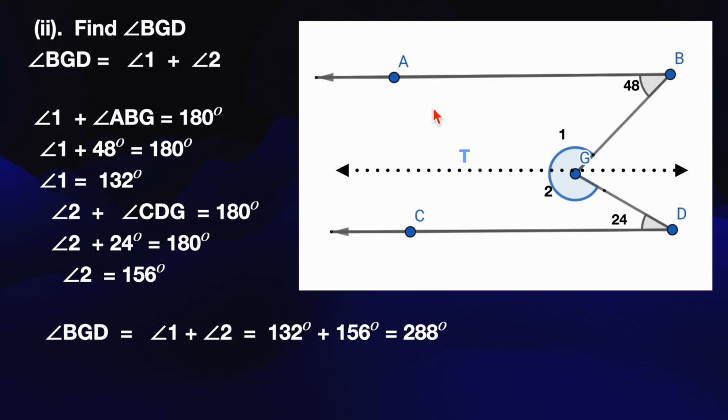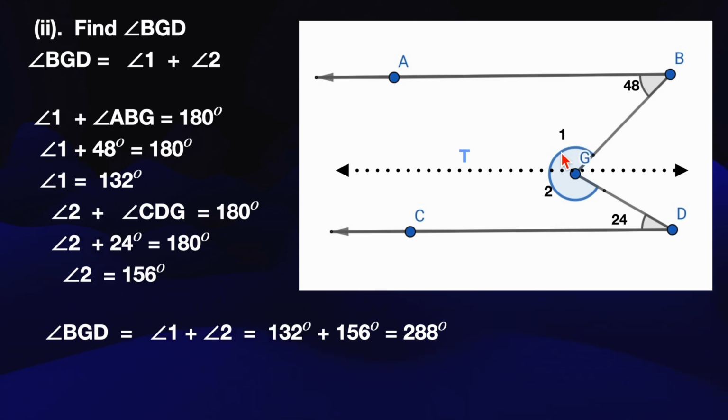Okay. Now this is the second sum. This is the figure they have given. So these are the two parallel lines. They have given this angle as 48 and this as 24. They are asking us to find this whole angle BGD, angle BGD. This is this angle. Okay. So if we draw a third line parallel to these two lines, this angle is divided into angle 1 and angle 2.